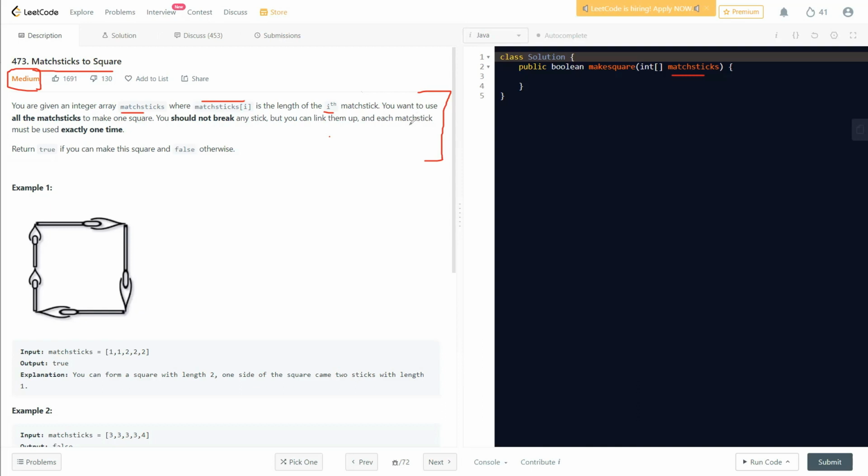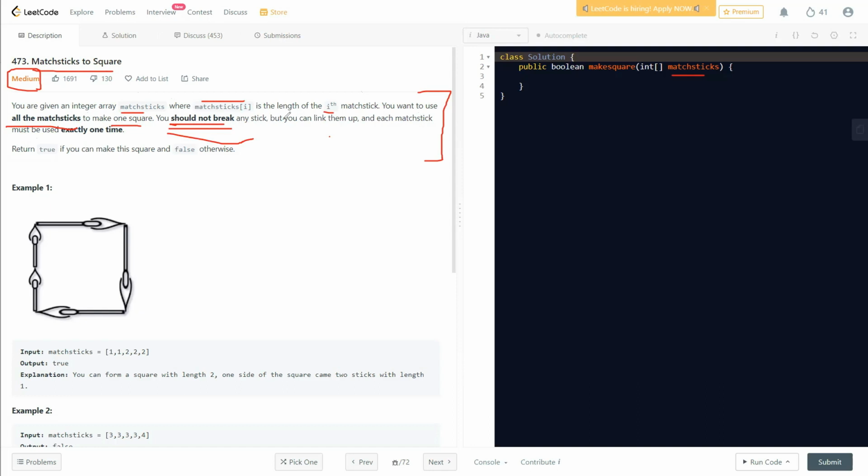Now you want to use all the matchsticks, so you need to use all of them. You cannot waste any to make one square. So you need to build a square out of it using all the matchsticks. Also, it mentions that you shouldn't break any matchsticks.